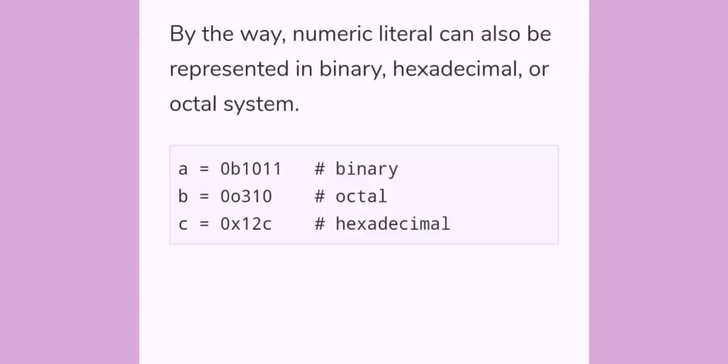Numerical literals can also be represented in binary, hexadecimal or octal systems. Here you can see a equal to 0b1011. It's a binary numeric literal. For octal, you can see b equal to 0o310 is octal. O is represented as octal. X, here you can see c equal to 0x12c. So X represents hexadecimal numbers.